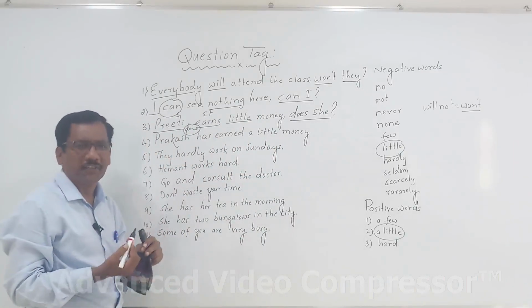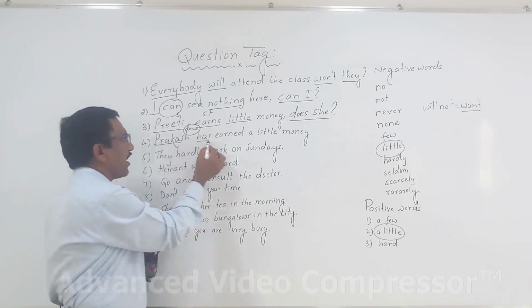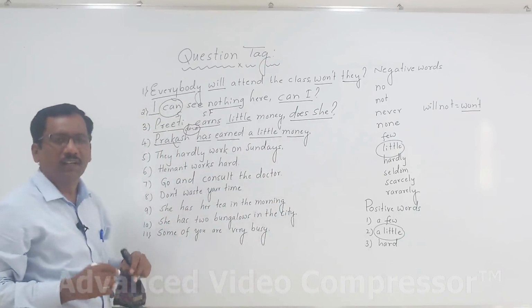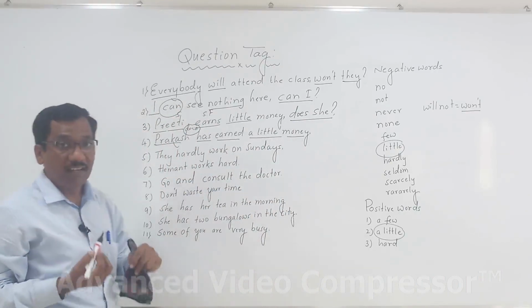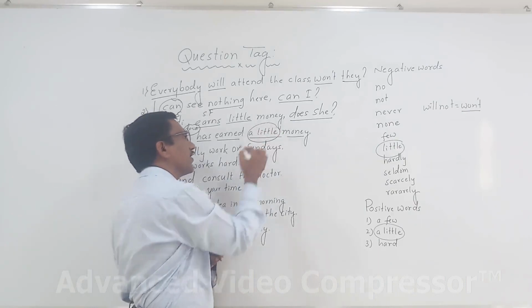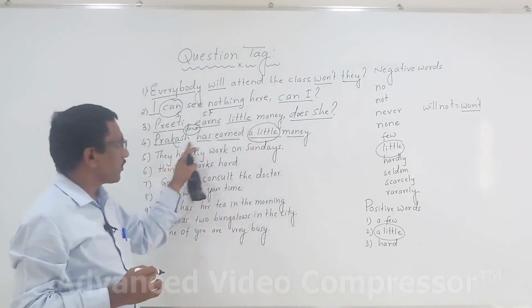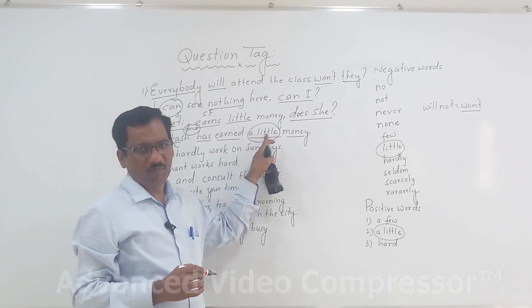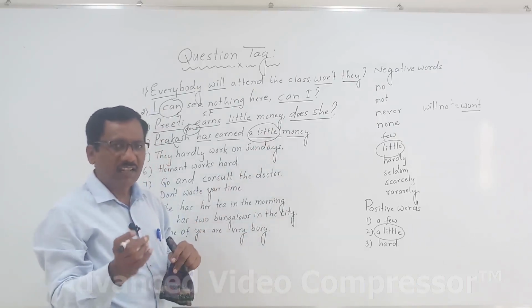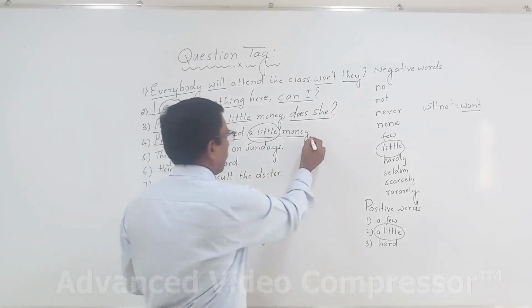Now see the fourth example. Every example is different. Prakash has earned a little money. The sentence is positive. Why? Here, a little is given. The verb is positive and even a little is given. So the sentence is, you know that, positive. It needs a negative question tag.